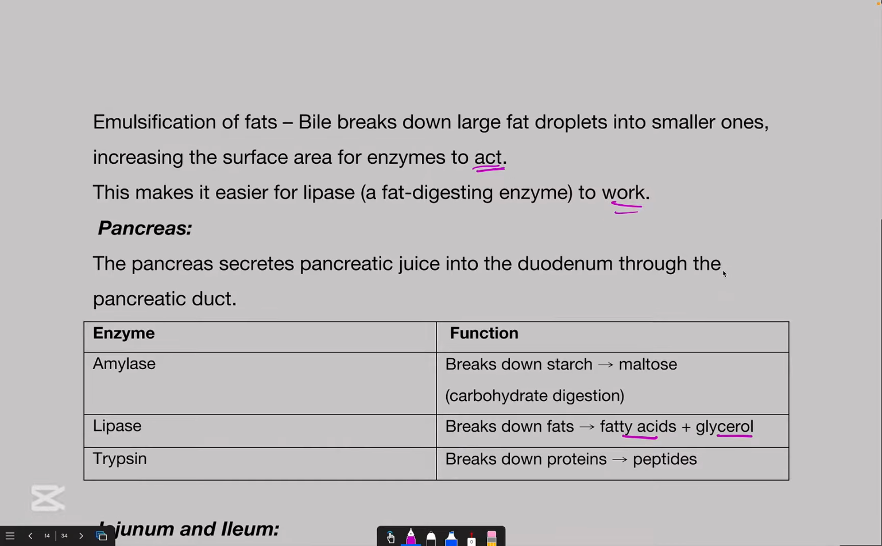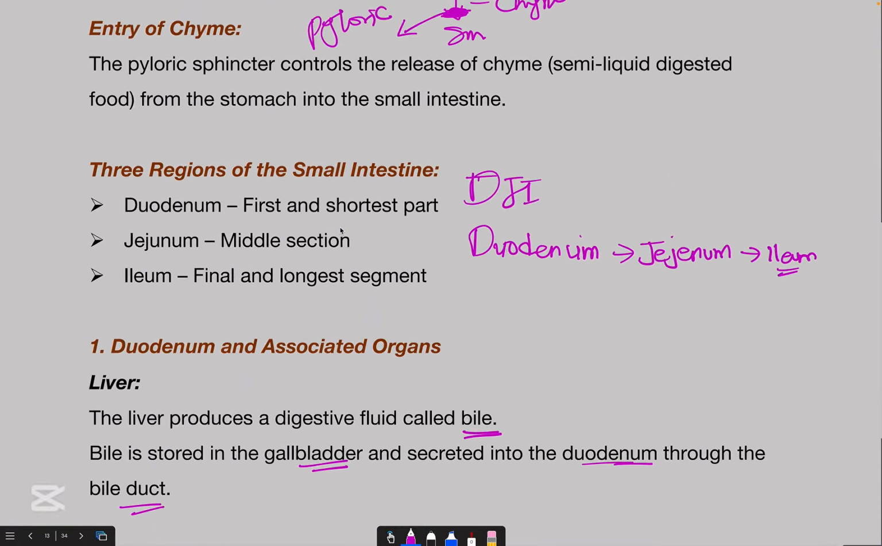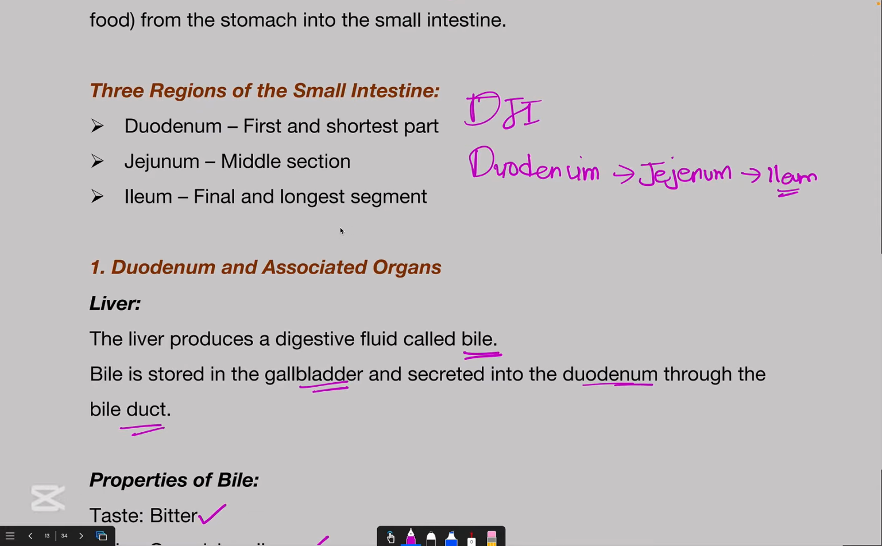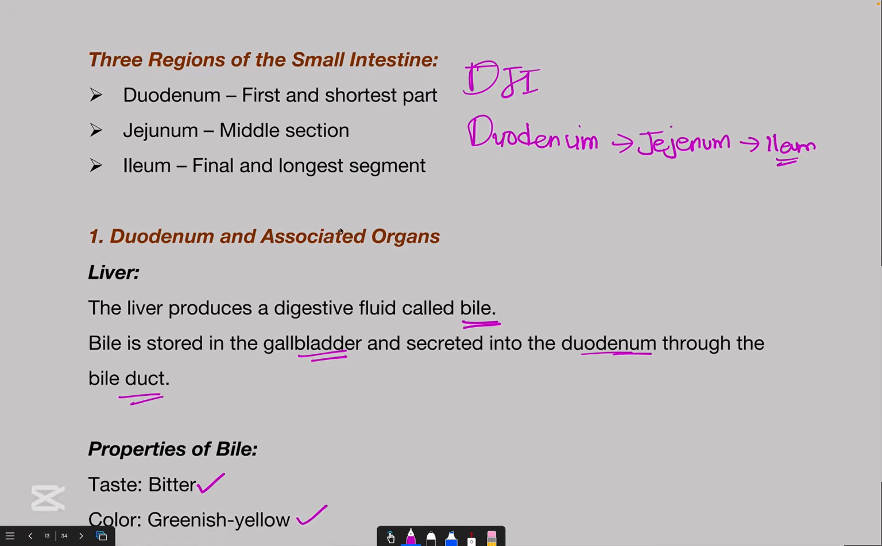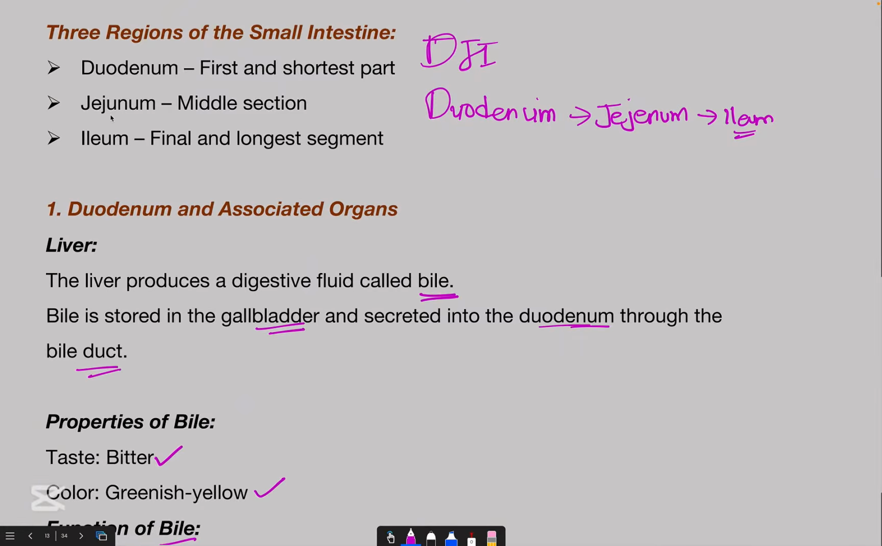Let us summarize. What did we say happened in the small intestine? First, chyme enters into the small intestine via the pyloric sphincter. Then there are three distinct parts: duodenum, jejunum, and ileum. Now, the liver produces a digestive fluid called bile, which is stored in the gallbladder and then secreted into the duodenum via the bile duct. The bile has a bitter taste and is greenish yellow, and the function of the bile is to emulsify fat, like mixing fat with water, to ensure that what happens.